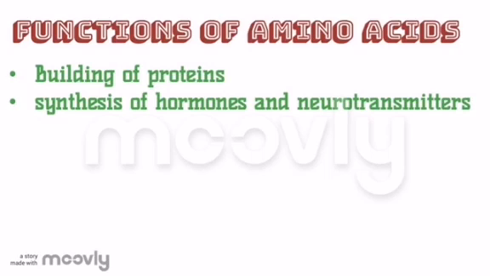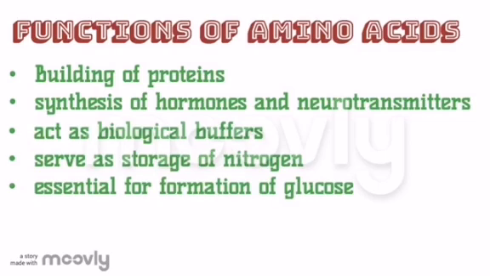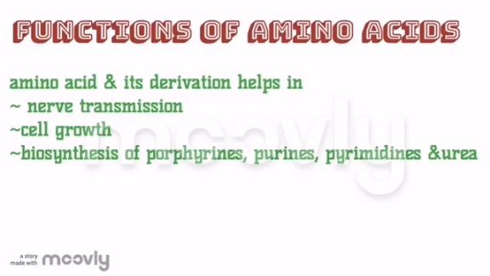Some other functions are they act as biological buffers. They serve as a storage of nitrogen. They are essential for the formation of glucose. Amino acids and their derivatives help in nerve transmission, cell growth, biosynthesis of porphyrins, purines, and urea.